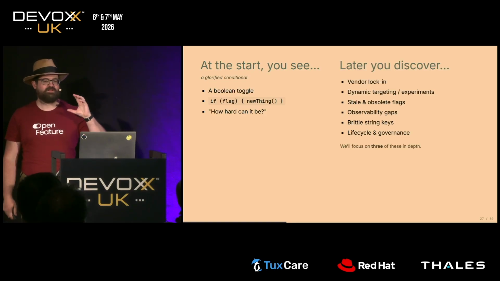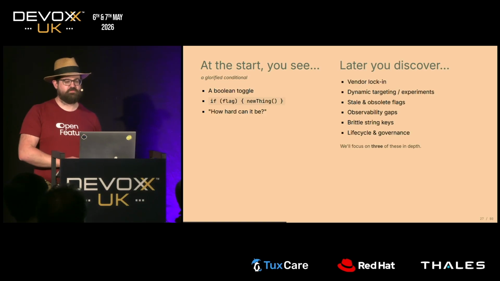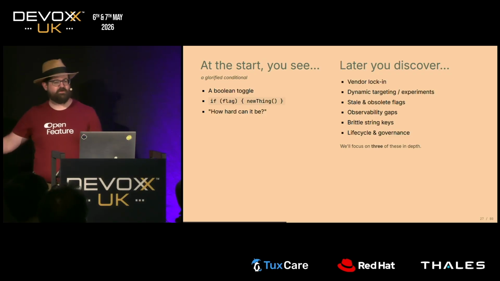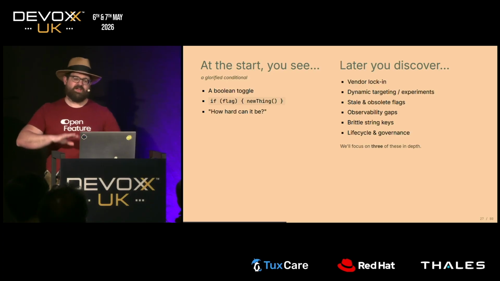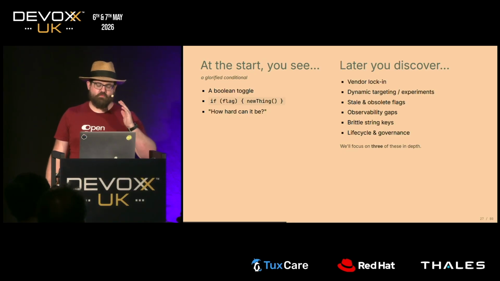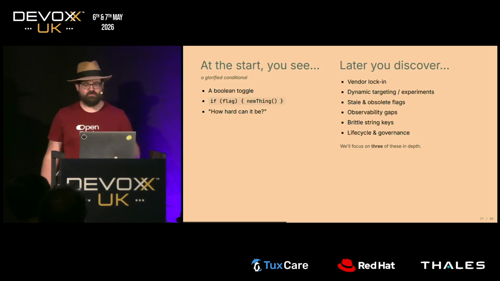But when you take a look deeper, you want to prevent vendor lock-in. You want to have dynamic attributes there. You want to care about stale and obsolete flags. There are observability gaps you want to think about, and way, way more stuff like audit trails, etc. What you need all to take care of, and there will be more and more topics you will uncover, which you need to take a look at.